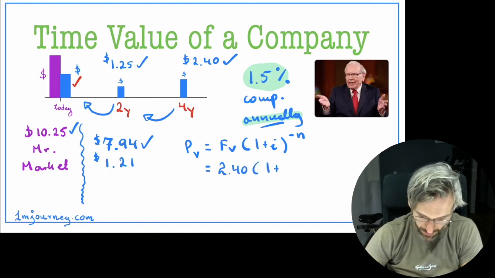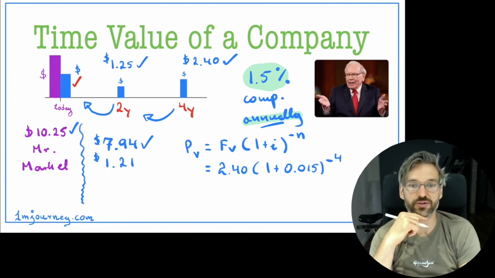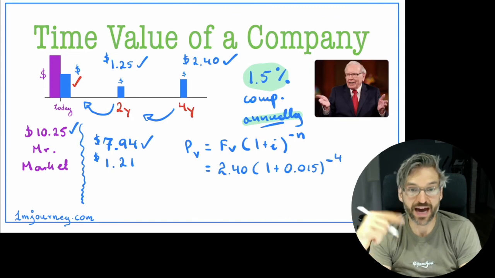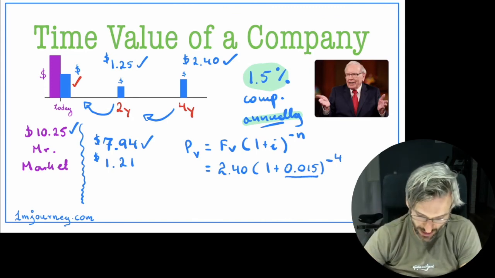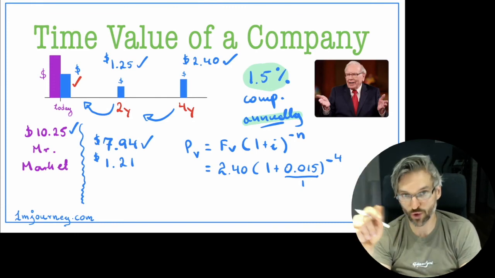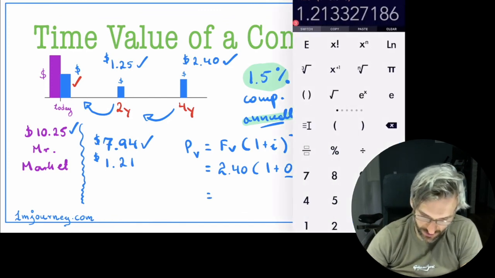$2.40, 1 plus 0.015 to the power of minus, this is 4 years. Now remember, in compounding it's always the compounding period, but it's annually. So here, annually, we would divide by 1 because we're compounding annually. If it was compounded quarterly, we would have to divide by 4, and that would also change our n. But we're working with annually.